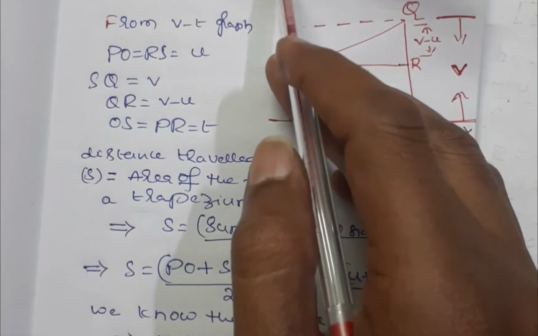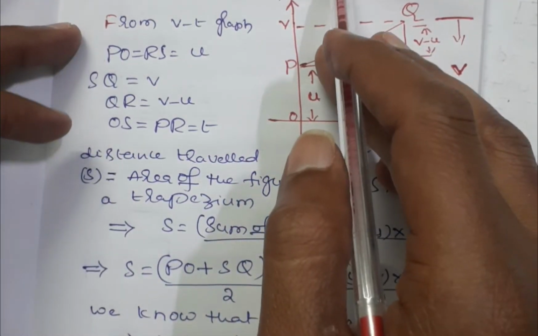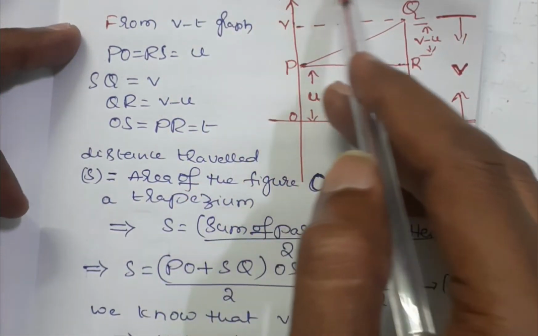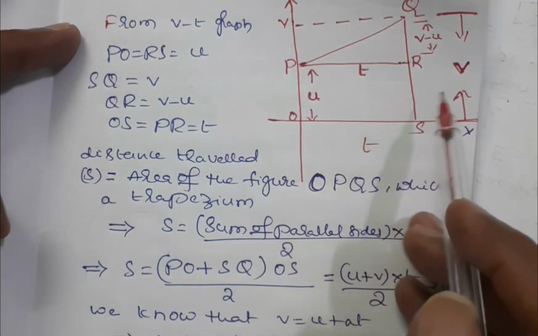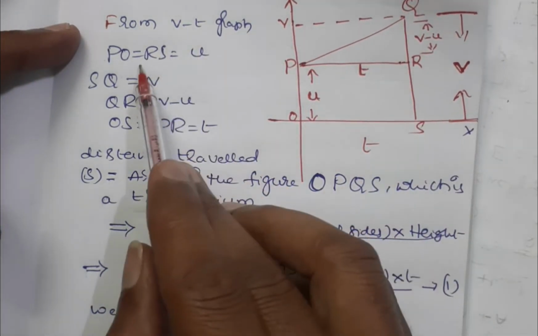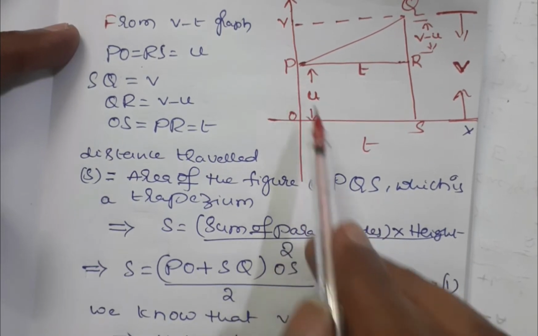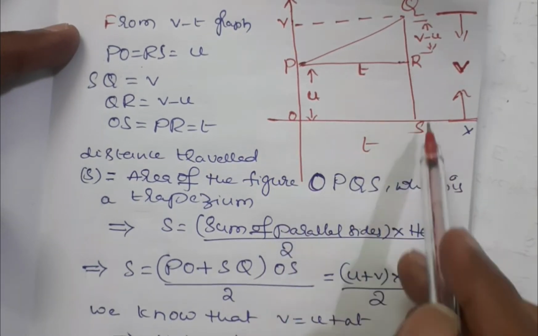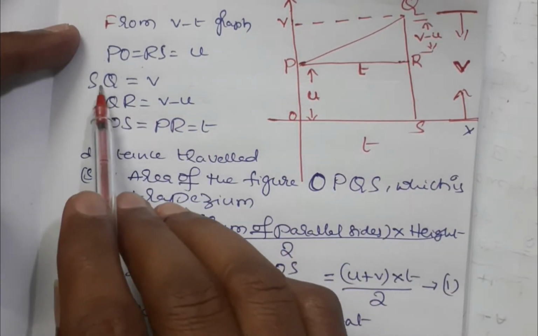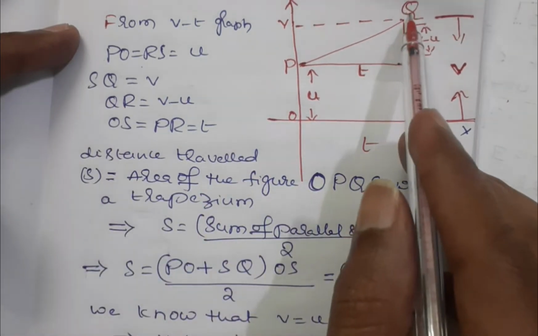Derivation of the third equation of motion, v² − u² = 2as, by using the velocity-time graph, that is, the graphical method. So this is the graph. From the velocity-time graph, PO is equal to RS, which is equal to the initial velocity.